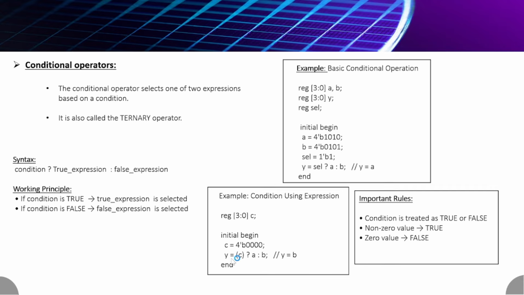In another example, the condition itself is an expression. If the value of c is non-zero, it is treated as true and y takes the value of a. If c is 0, it is treated as false and y takes the value of b. An important rule to remember is that any non-zero value is considered true and 0 is considered false. Conditional operators are widely used to write compact combinational logic, especially in mux-based designs.